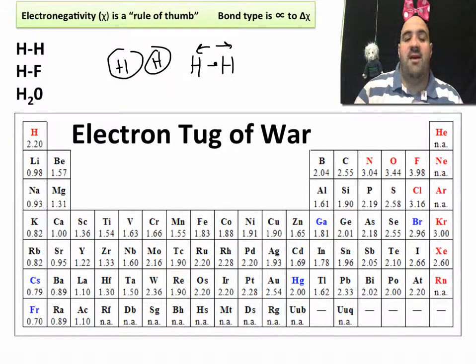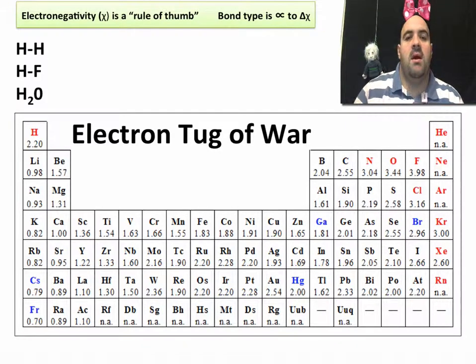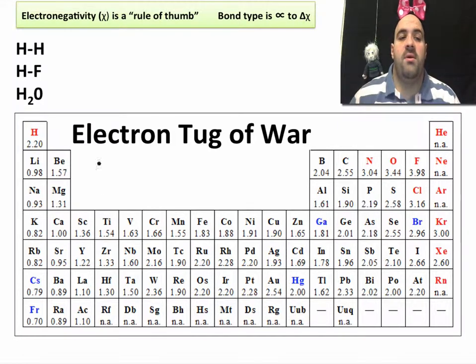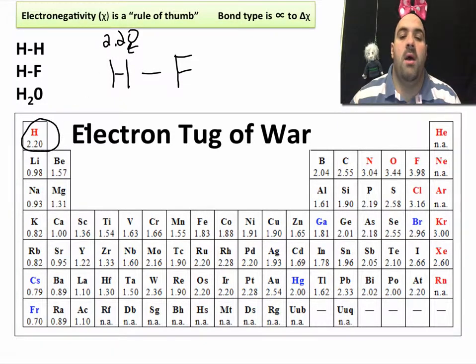When we have hydrogen fluoride, or hydrofluoric acid if it's aqueous, it's going to be a little different. We have a hydrogen bonded to fluorine. Hydrogen is pulling the electrons with 2.20, right there. But fluorine is pulling with 3.98. It's pulling the electrons closer to it.